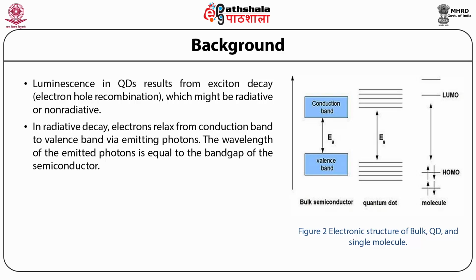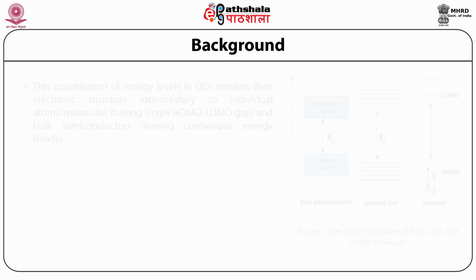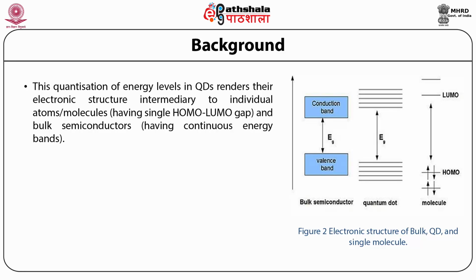At nanoscale, quantum effects result in a size-dependent increase in the band gap and quantization of energy levels. This quantization of energy levels in quantum dots renders the electronic structure intermediary to individual atoms or molecules, which have a single HOMO-LUMO gap, and bulk semiconductors, which have continuous energy bands. Figure 2 shows the electronic structure of bulk, quantum dot and single molecule.